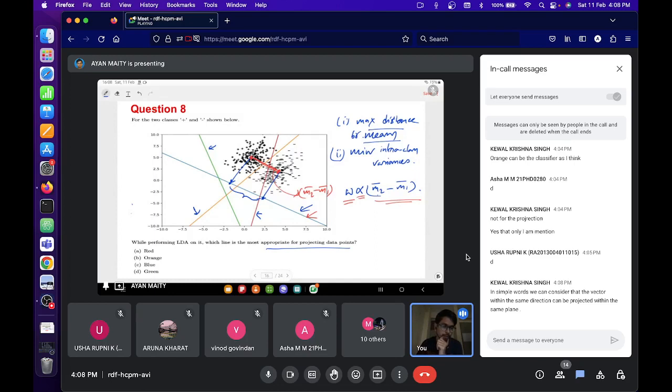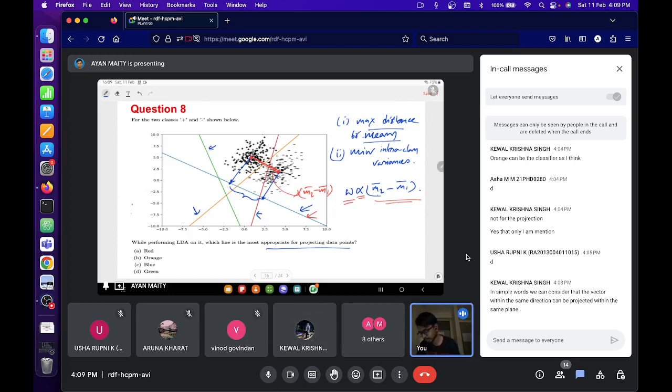Keval has written, in simple words, we can consider that the vector within the same direction can be projected within the same plane. I didn't understand, Keval, what you have written. Sir, it is a property of a vector that, if it is the resultant vector or the given vector, the vectors can be represented within the same plane and projected within its parallel anywhere in the given plane. Yeah, it is a property. That if we are considering the mean, we can project any parallel side.